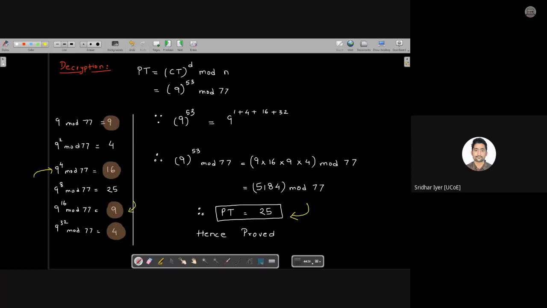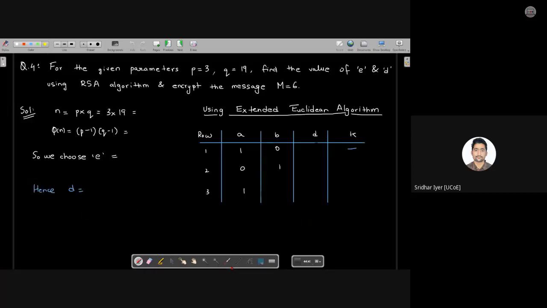So in the next lecture, we will be starting off with a new topic. So just finish this particular topic of RSA by solving this problem I'm giving to you. Okay. So this is your problem. You can take it as a practice problem and let's start solving it.